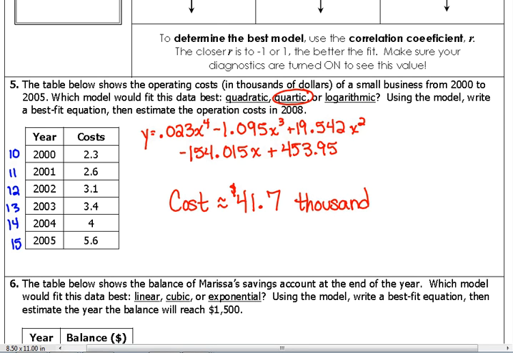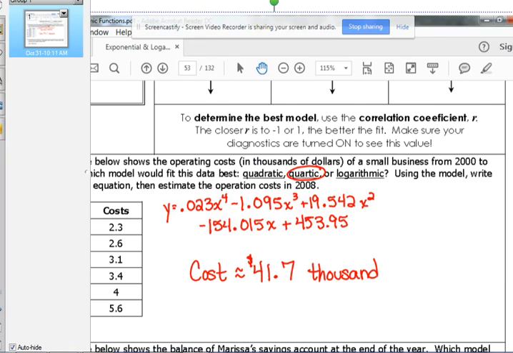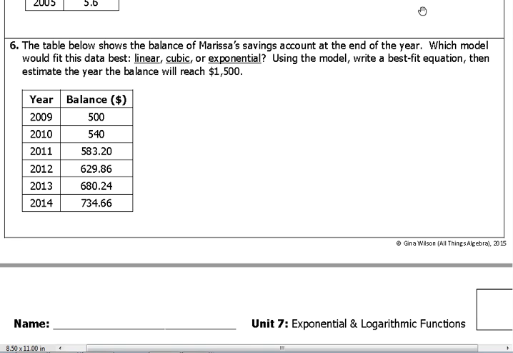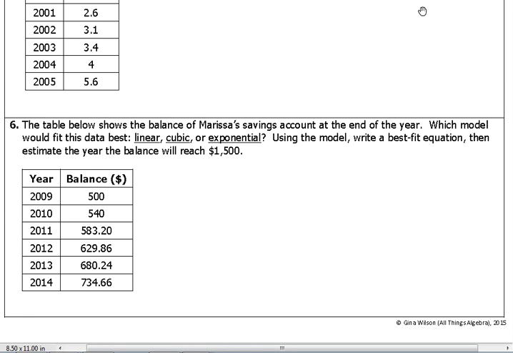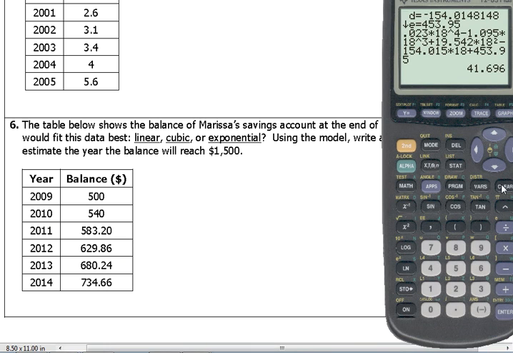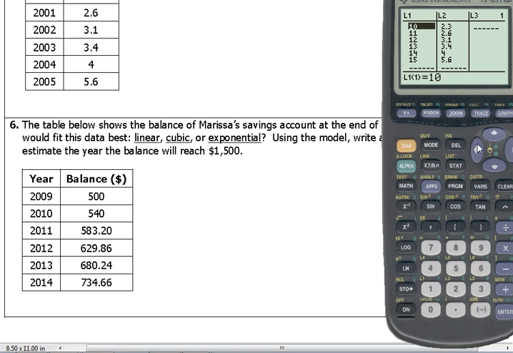Okay, let's do another one. Let's look at number 6. We're comparing our models here, seeing which one has the best fit. This time we've got a savings account. Which one fits best, linear, cubic, or exponential? I'm going to do 9, 10. That's how I'm going to put it in. 9, 10, 11, 12, 13, and 14.